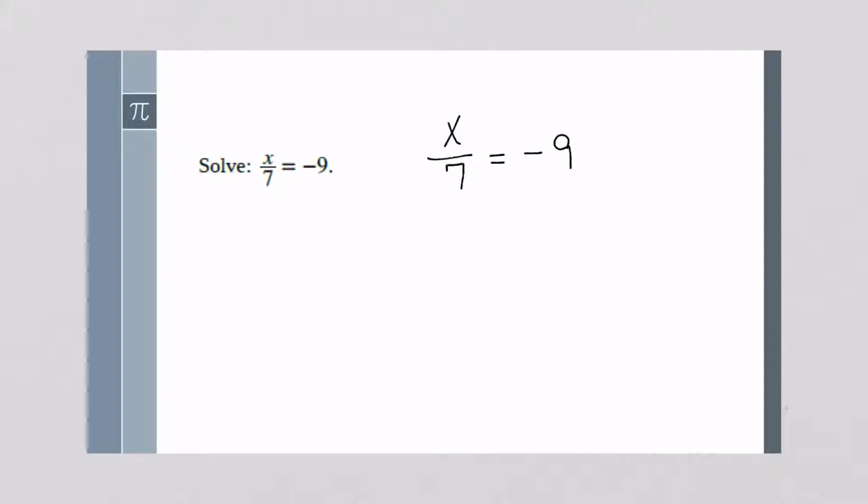Okay, for this problem right here, I ask myself what's happening to the variable. It is being divided by 7. How do you undo division? Well, you undo division with multiplication. So I would multiply both sides by 7. On the left, those 7's cancel. So I get x is equal to negative 9 times 7, which is negative 63.